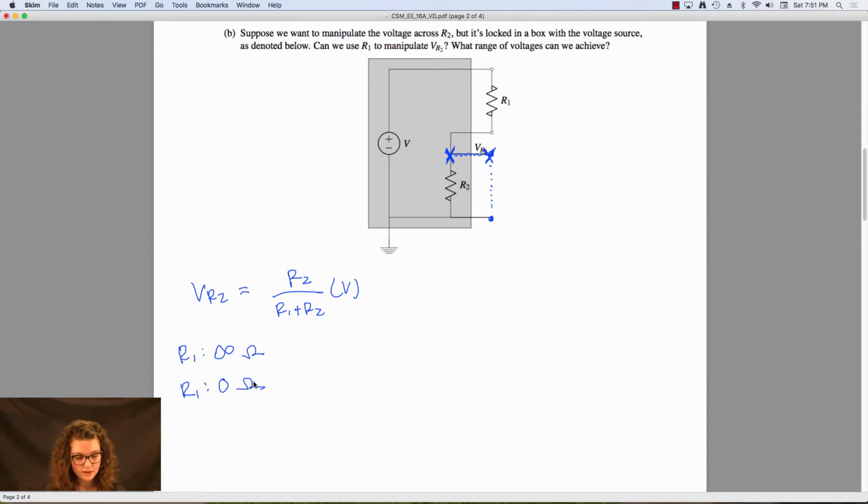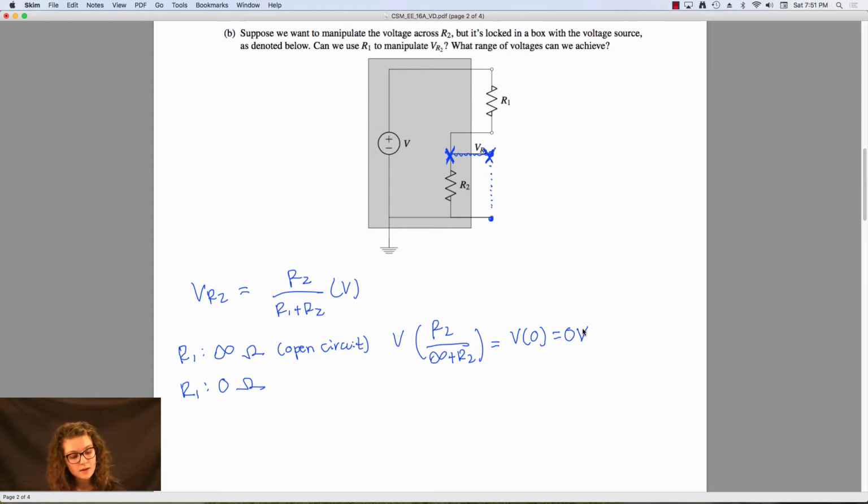So as it approaches infinite resistance, which is an open circuit, then this expression up here is going to be V times R2 over infinity plus R2. And so this denominator will just overwhelm the numerator in all aspects, and so it's just going to be V times 0, which is 0 volts. So we're going to asymptotically approach 0 volts as we have R1 take on greater and greater values.